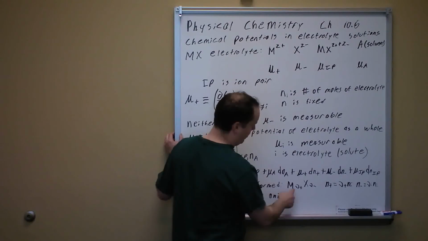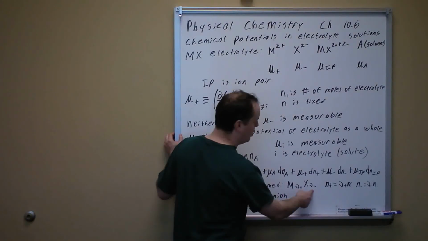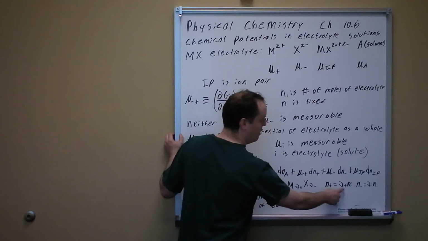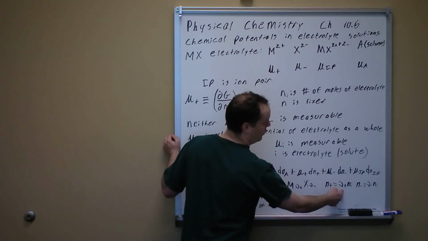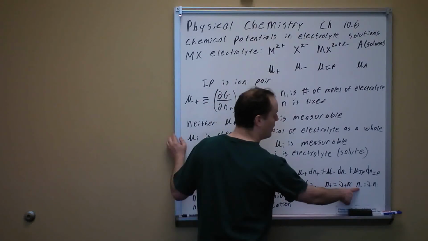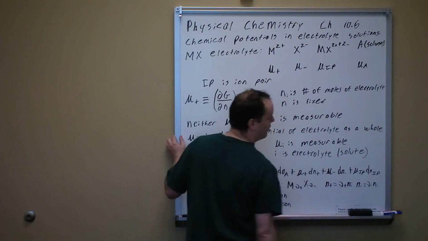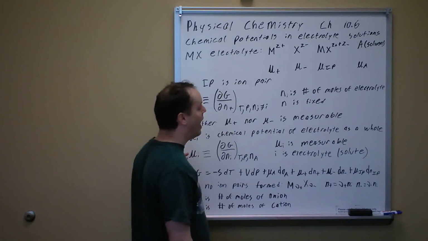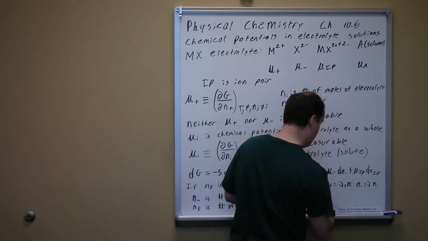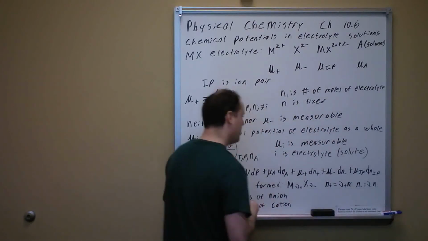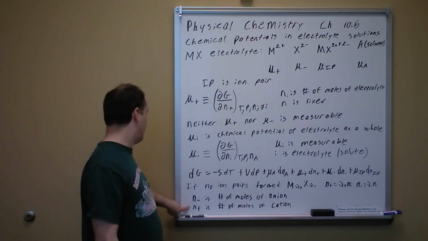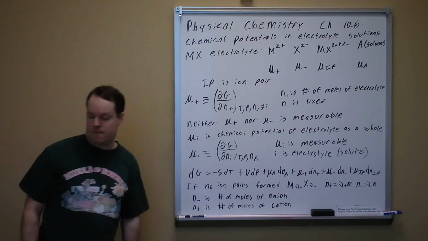Well, remember, the electrolyte is still M nu plus X nu minus. So then the number of moles of the cations is just going to be equal to the nu coefficient of the cations times the number of moles of our solute. And likewise, the number of moles of our anions is just going to be the stoichiometric coefficient nu minus times the number of moles of I. So N minus is the number of moles of the anion, and N plus is the number of moles of the cation.